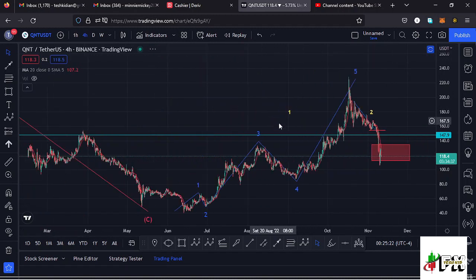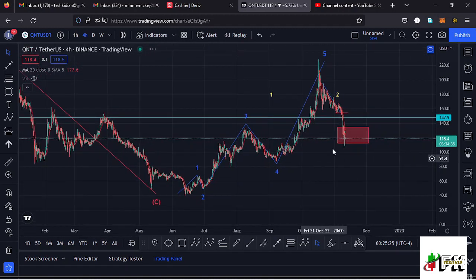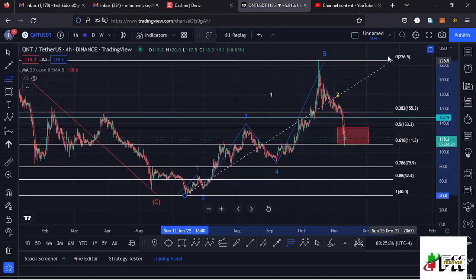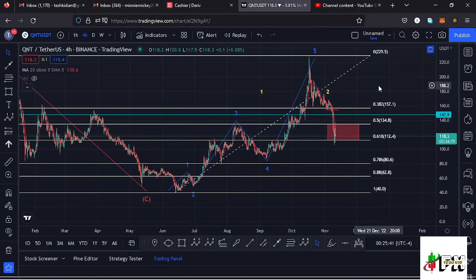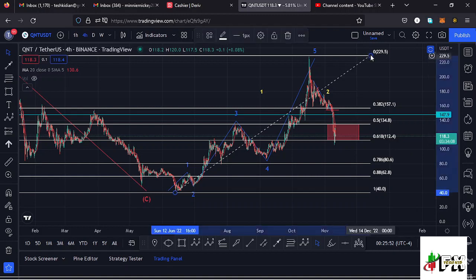And using the Fibonaccis we can get a minimum target area to the lower side, that is the minimum retracement area in the formation of a higher Elliott wave count 2, connecting the Fibonaccis from the low of that first wave to the high of that first wave, and that gives me a minimum retracement area between the fib level 0.5 and the fib level 0.618, and that lies between the $134.8 mark and the $112.4 mark. So that is the minimum retracement area in the formation of that higher Elliott wave count 2.